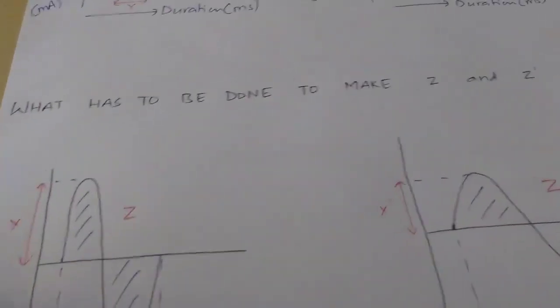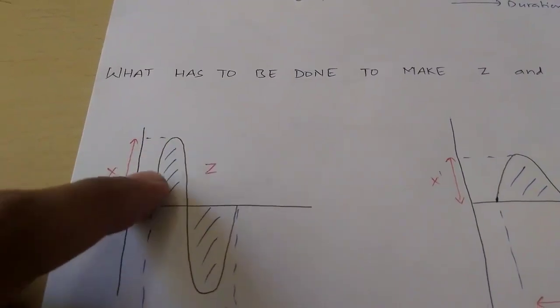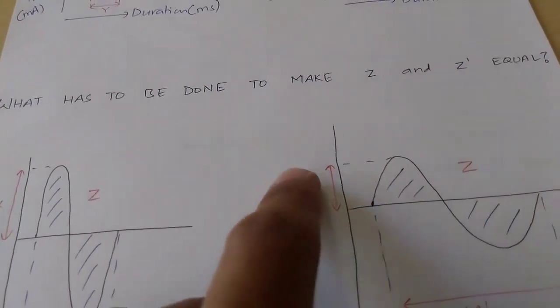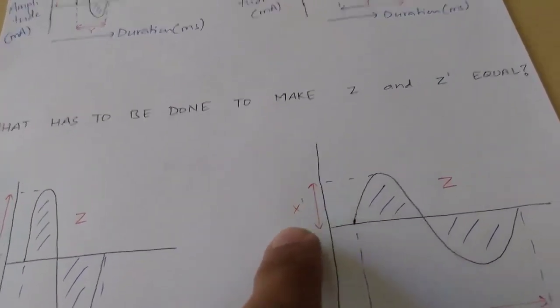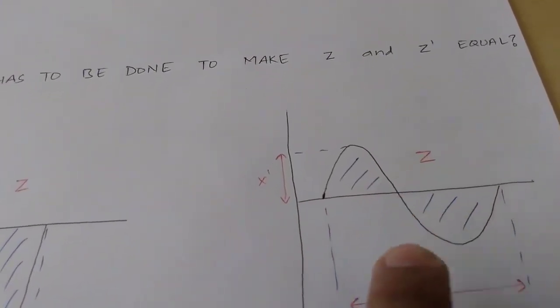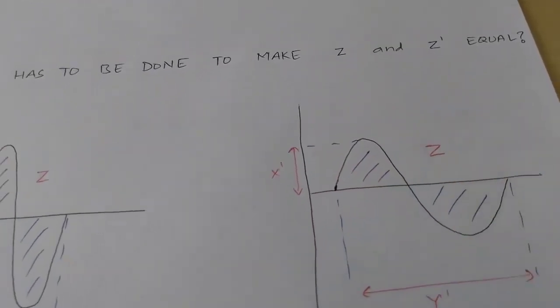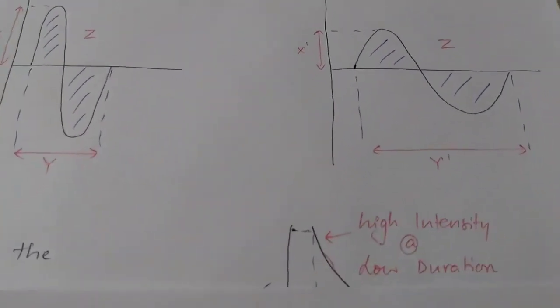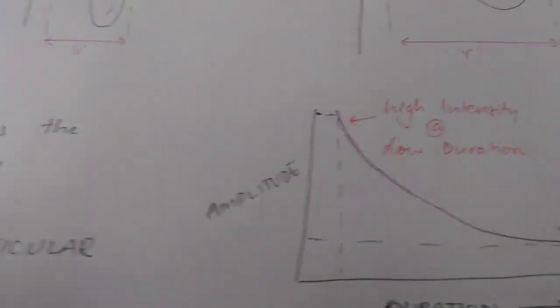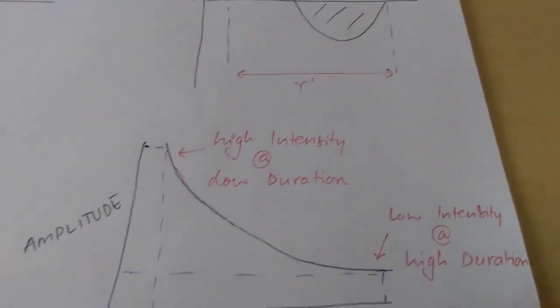Now what is the difference? The amplitude that we are using for Faradic current is more compared to the amplitude used for galvanic current. So with the lesser amplitude, galvanic current can achieve the equal amount of charge transferred into the tissues. Now what is the implication of this area under the curve? It is the reason for this particular shape of the SD curve.